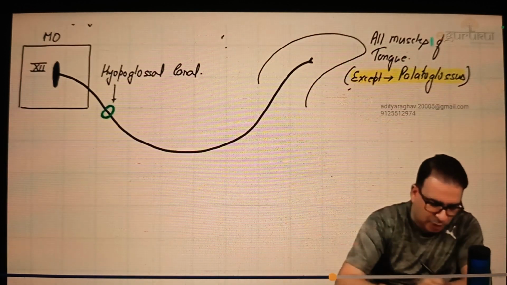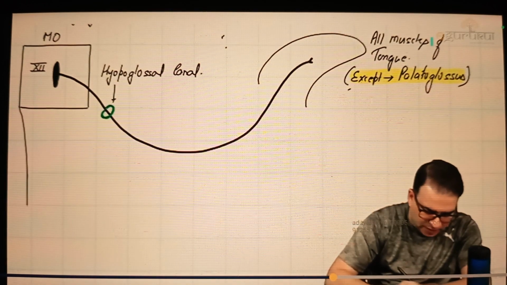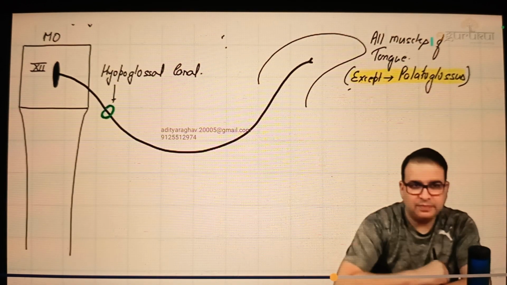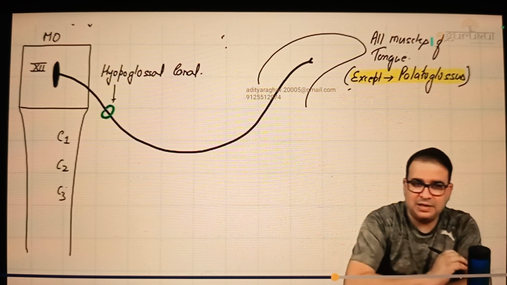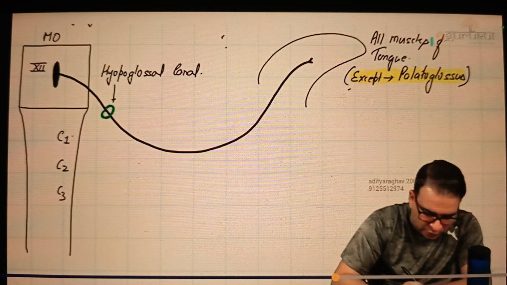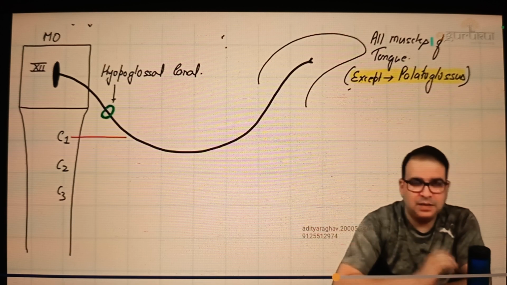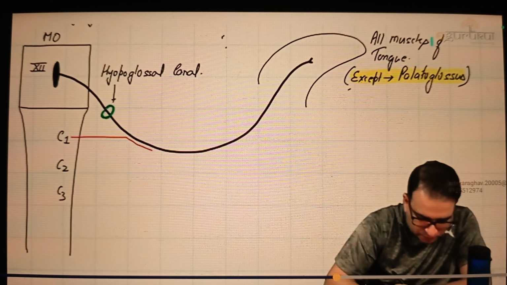The first cervical nerve: if this is the medulla oblongata, and I extend this diagram downward, this will become the spinal cord. My medulla oblongata will continue below as the spinal cord only. In the spinal cord, C1 is there, we have C2 here, we have C3 here, like that. We already discussed C1, C2, C3. What will C1 do? The C1 nerve will come out and it will join with the hypoglossal nerve. Now look at this.